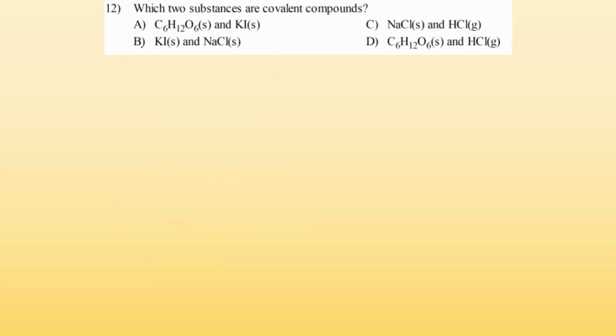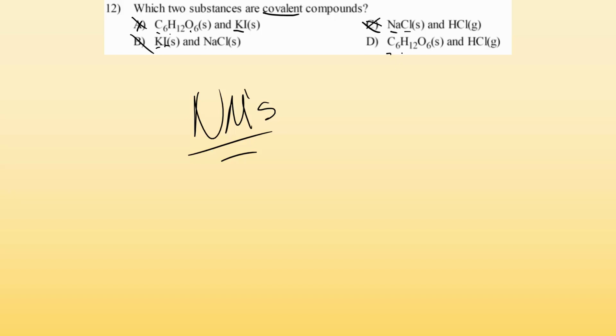12. Which substances are covalent compounds? So again, if we're looking for covalent compounds, we're looking for ones that are only nonmetals. So carbon, hydrogen, oxygen, potassium, that's a metal, so it can't be A. Potassium and iodine, metal and a nonmetal, that's an ionic compound. Sodium and chlorine, metal and a nonmetal, that's an ionic compound. Carbon, hydrogen, oxygen, only nonmetals. Hydrogen, chlorine, only nonmetals. Going to be choice D.